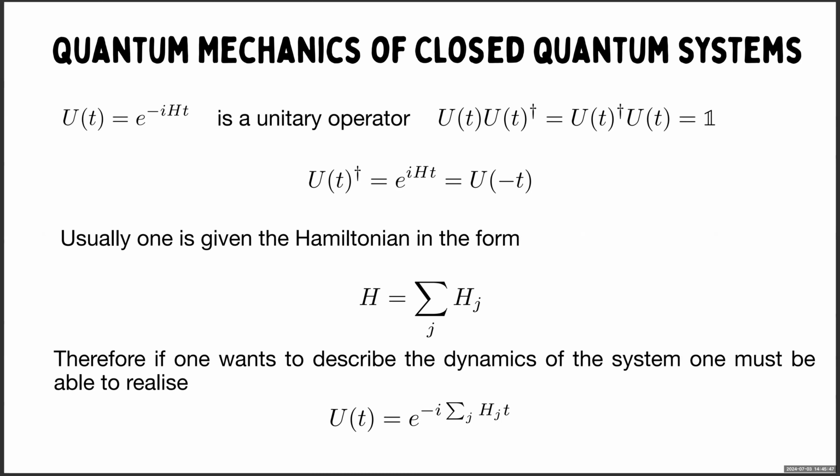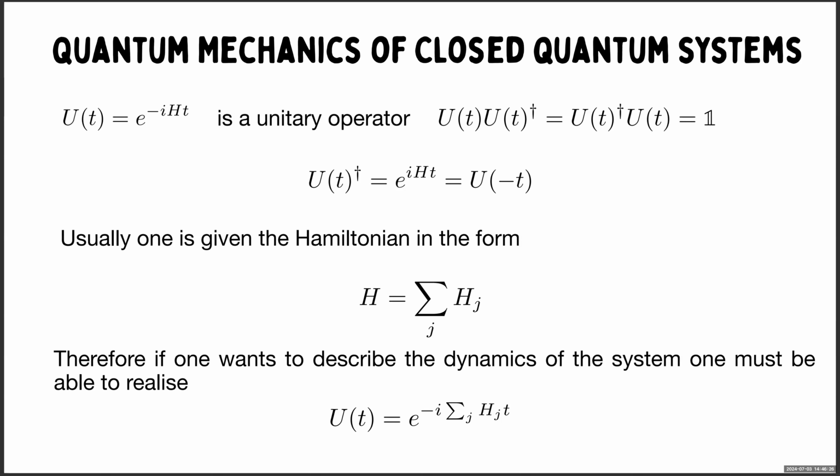And this u of t is a unitary operator, meaning it satisfies the condition that when you multiply it with its complex conjugate transpose, and vice versa, you get the identity. That means its complex conjugate transpose is also its inverse, so the complex conjugate transpose of u of t is just u at minus t. This is very interesting: unitary transformations and the evolution of a closed system are reversible, because you can always evolve your system backwards in time, purely because of the symmetry and the fact that this is a unitary operator.